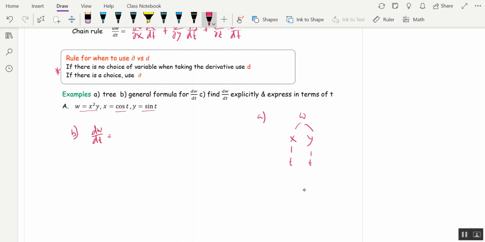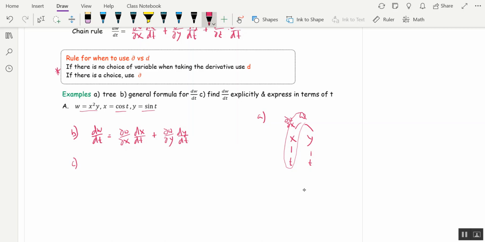So dW/dt is del W, del X, dX/dt. So what I did is I multiplied down this first branch, and you don't have to label the derivatives over each branch if you don't want to. So this is del W, del X here, but just the tree alone is enough to remind you of what you're doing. And then you can add on del W, del Y, dY/dt. That's the second branch. Okay, part B is very important because it's going to help you do part C.